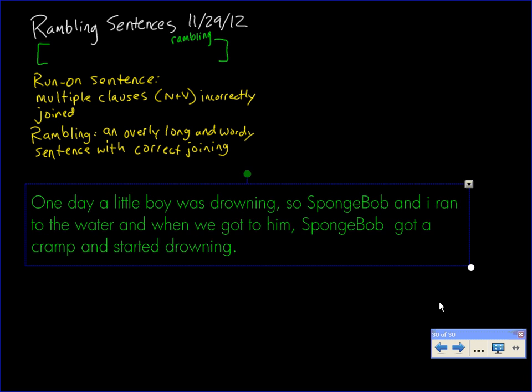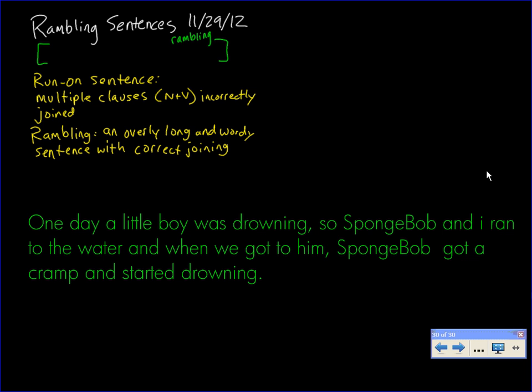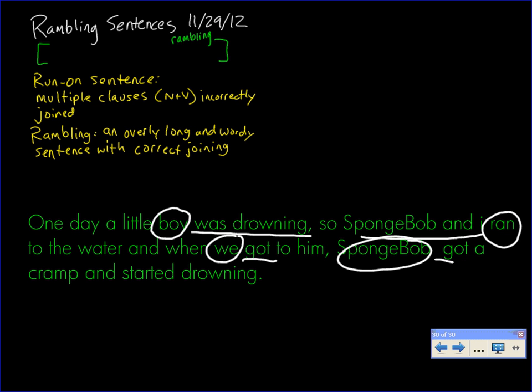One day, a little boy was drowning, so SpongeBob and I ran to the water, and when we got to him, SpongeBob got a cramp and started drowning. It might sound like a run-on, but technically, it's not. Kira, can you find a noun-verb pair in there for me, please? Yeah, boy was drowning. Good. That is correct. Alexa, can you find another? It's actually SpongeBob and I ran, but you're correct. So we've got a compound subject. Very good. Allie, can you find another? We got. Excellent. Jessica. Yep. And actually, Jessica, SpongeBob's doing two verbs, got and what's his other verb? Yes. Excellently done. Four clauses.